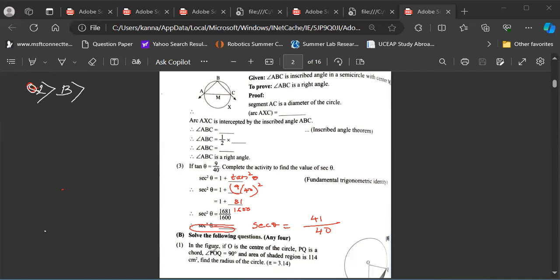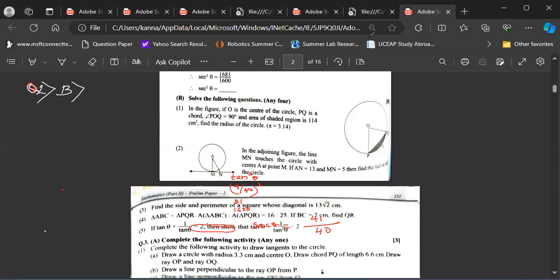Solve the following questions. You have to solve the following questions. This is not an activity sum. We have to solve it. So we'll start solving it, children. No problem. You can check it out here and we can easily solve it. Just check what it says, children.